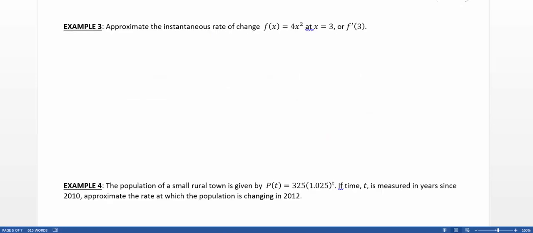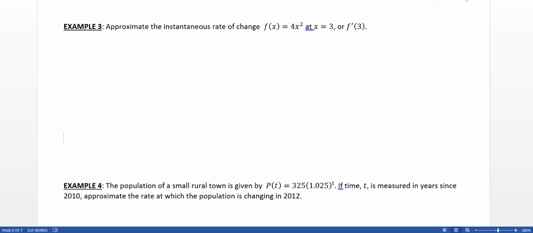Example 3. Approximate the instantaneous rate of change of f of x equals 4x squared at x equals 3. Or, we could also ask the question, find f prime of 3. Those questions mean the same thing.